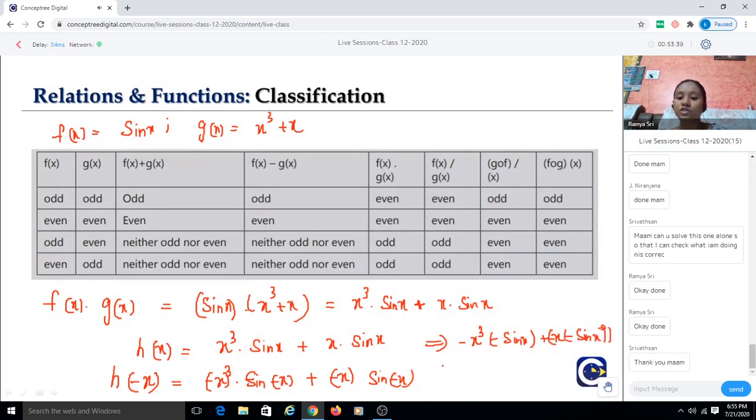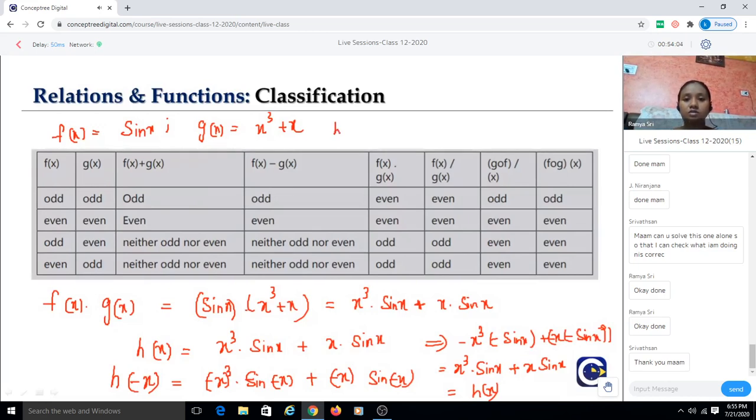So here minus into minus will become plus, which is equal to x cube into sine x. And here it will be again minus into minus plus, so it will be x into sine x, which is nothing but equal to our function h of x. So if you observe here, we end up having h of minus x is equal to h of x, isn't it?